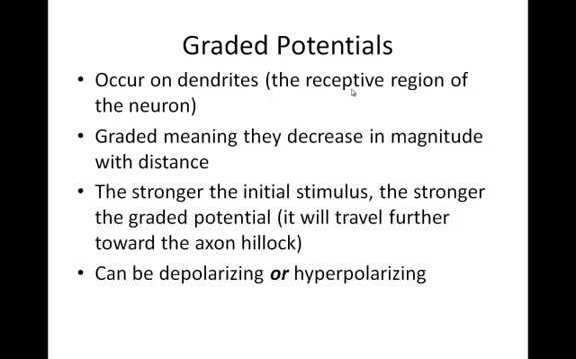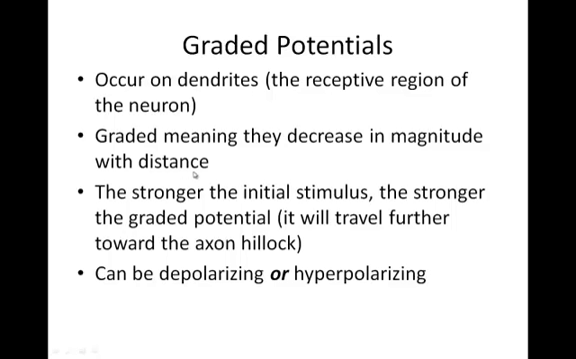Graded potentials aren't like action potentials because they occur in different places, they're not all or nothing, and they decrease in magnitude. First of all, graded potentials occur on the dendrites, which, recall, are the receptive region of neurons. Axons are the conducting regions of neurons, while dendrites are the receptive region. So that's important. Graded means they decrease in magnitude with distance.